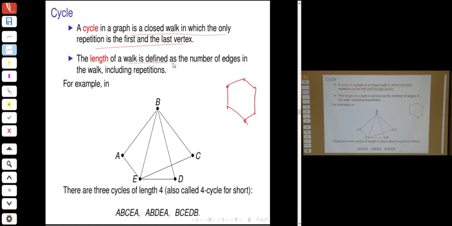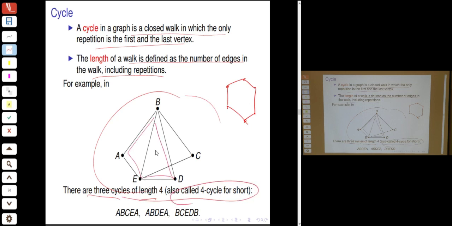The length of a walk is defined as the number of edges in the walk, including repetitions. So for example, if you look at this graph, then there are 3 cycles of length 4. Cycles of length 4 are called 4 cycles. So this is a 4 cycle.